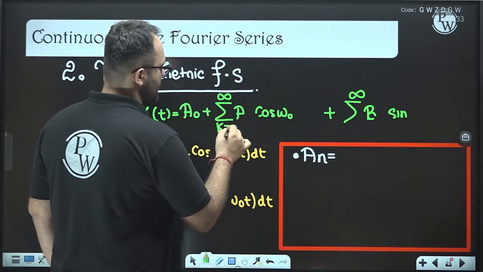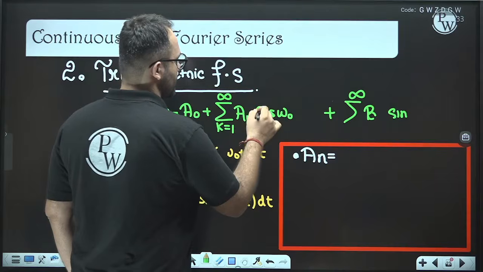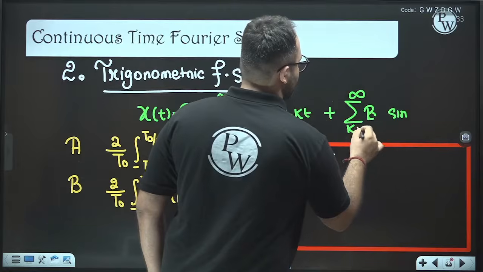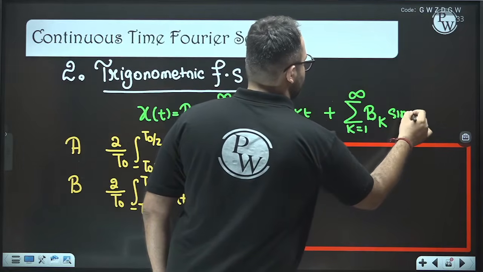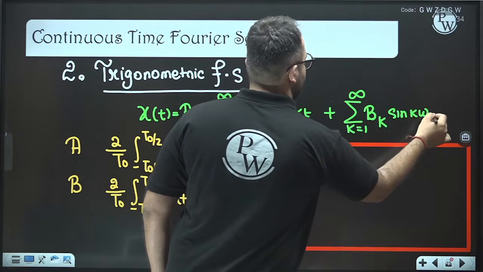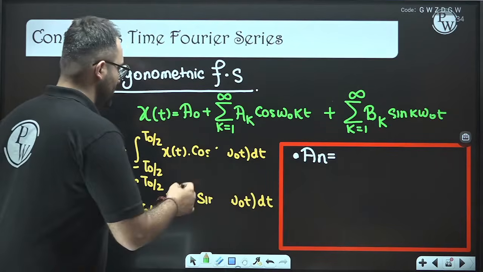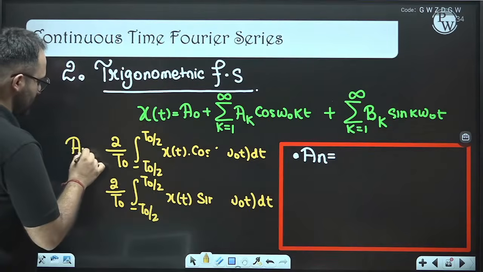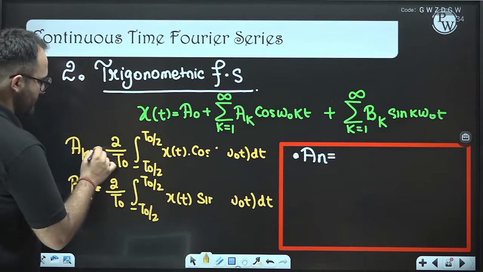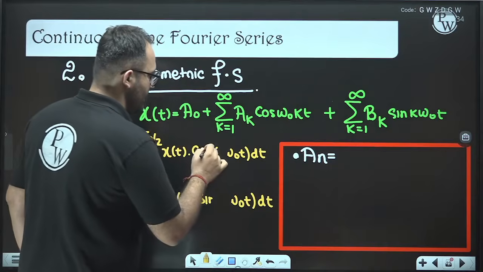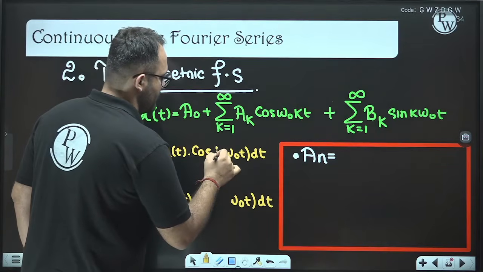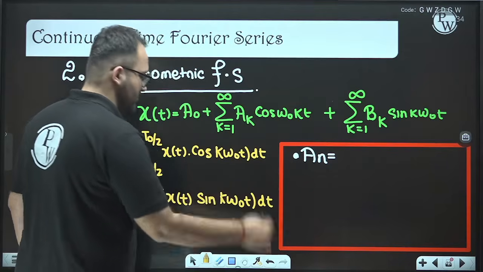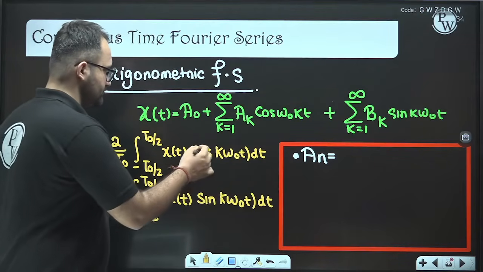Summation k equal to 1 to infinity ak cos of omega naught kt, plus summation k equal to 1 to infinity bk sine of k omega naught t. Okay. Then in here also we have to change ak and bk, cos of k omega naught t, sine of k omega naught t.